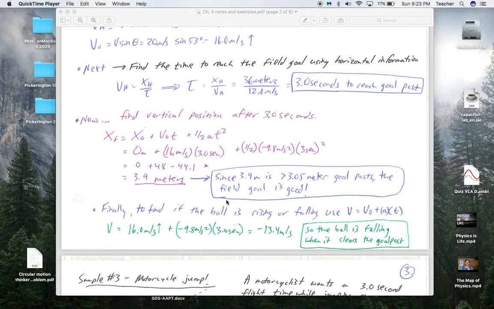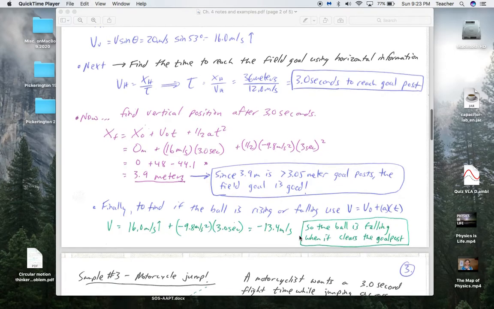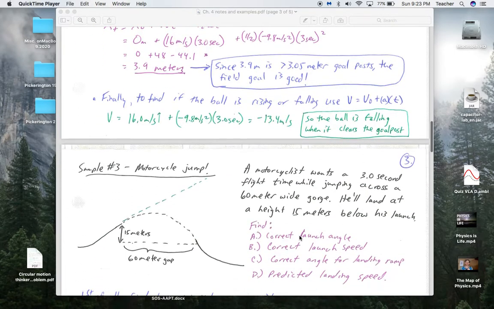So a is equal to dv over dt, or delta v over delta t. I know my initial velocity is 16 meters per second up. I know that I'm accelerating downward at 9.8 meters per second squared for 3 seconds. So I get that my final velocity is 13.4 meters per second downward. So it's falling pretty fast when it clears the goalpost. So it didn't clear it by much.